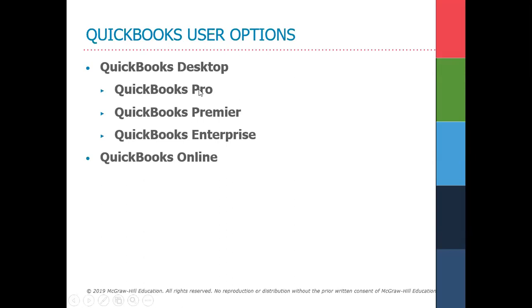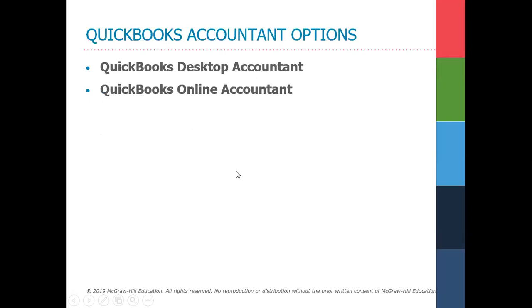Other software: there's QuickBooks Pro, QuickBooks Premier, QuickBooks Enterprise. All of them are made by Intuit, and Intuit lets you export into ProSeries or TurboTax and all the software related to it. And of course, QuickBooks Online. So that's between the two options. The major choice is between desktop or online.